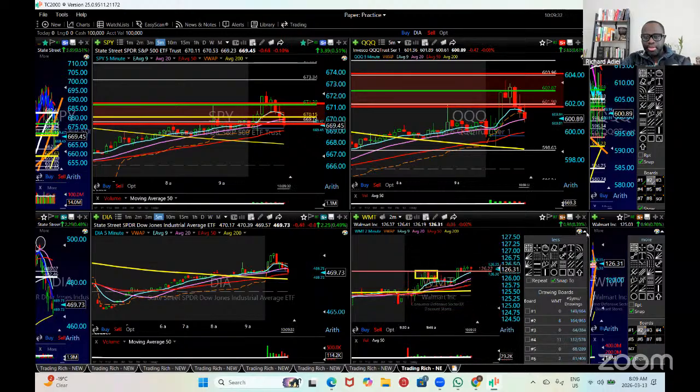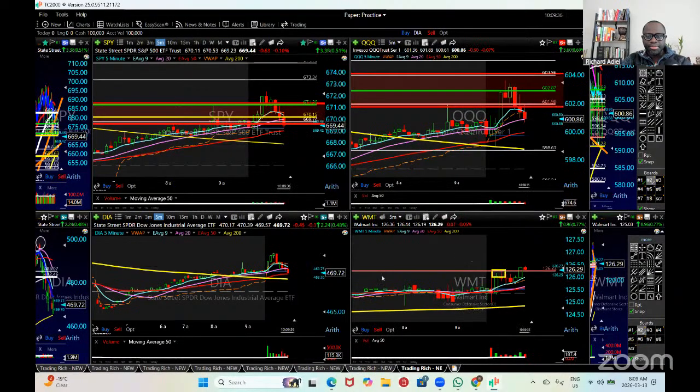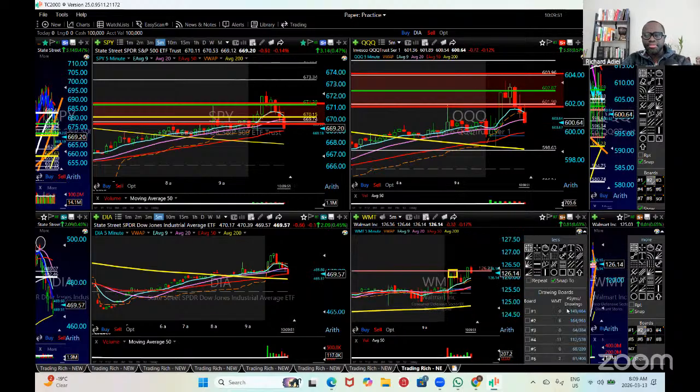This is what we mean by relative strength. Relative strength means that even though Walmart is listed in this, usually when it's selling, everything has to sell together, right? But look at where this is trading and look at where this is trading. So Walmart is showing relative strength.